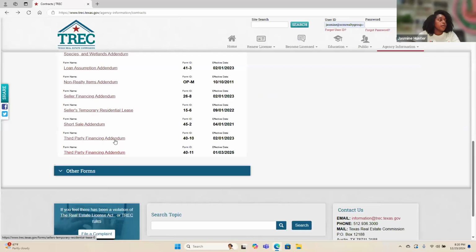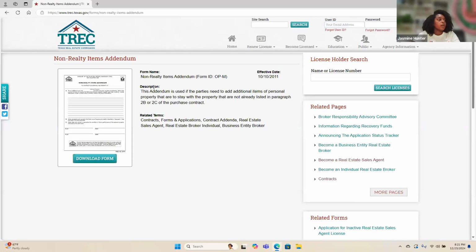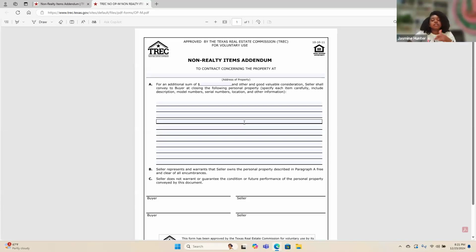Okay, so now let's go back up a little bit. We only have two, three more. Okay, so the non-realty addendum, this one's easy peasy. If you're wanting the seller to leave anything in the property for the buyer after closing, you would put that here.